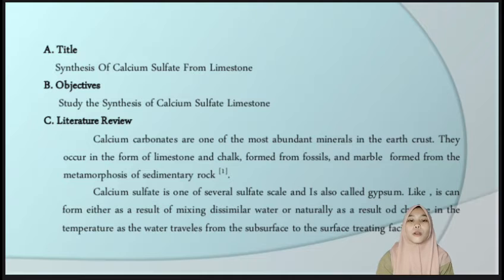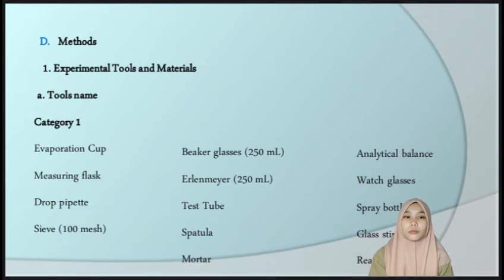Literature review: calcium carbonates are one of the most abundant minerals in the earth's crust. They occur in the form of limestone and quartz formed from fossils, and marble formed from the metamorphosis of sedimentary rock. Calcium sulfate is one of several sulfate scales and is also called gypsum. It can form either as a result of mixing incompatible water or naturally as a result of change in temperature as the water travels from the subsurface to the surface treating facility.